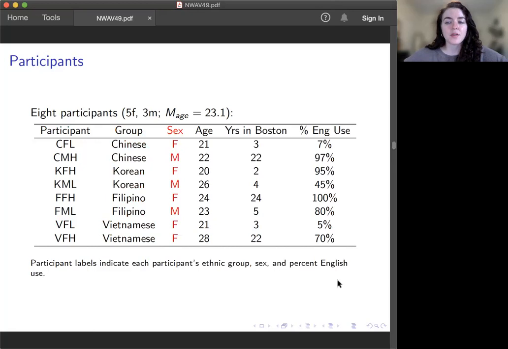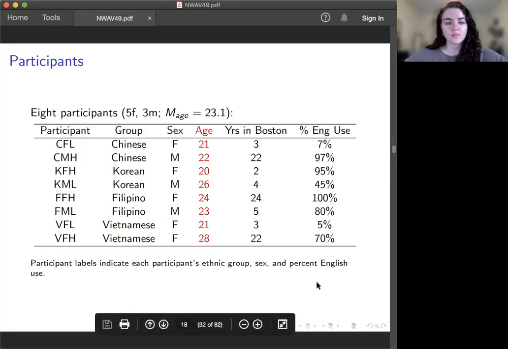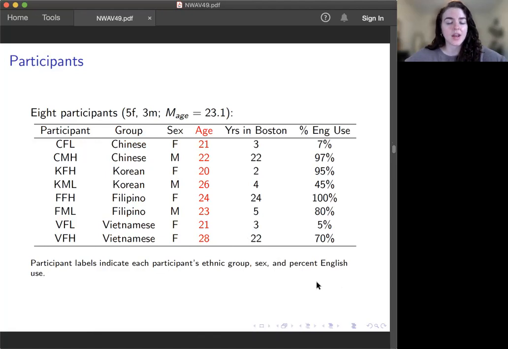We had 5 females and 3 males in our group. Each ethnic group contained 1 male speaker and 1 female speaker, with the exception of the 2 Vietnamese participants who were both female. Overall, our speakers were generally on the younger side with an average age of 23.1 years old. And they varied in their age of arrival in the Boston area.